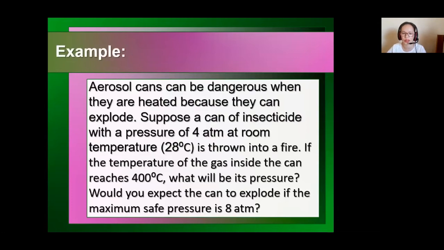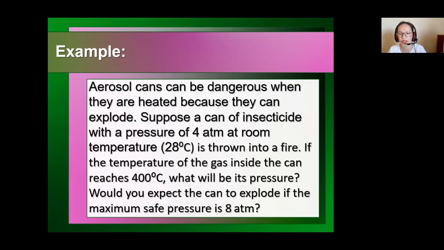Consider this example. You know what aerosols are. They are dangerous when they are heated because they can explode. Suppose a can of insecticide with a pressure of 4 atmospheres at a temperature of 28 degrees Celsius is thrown into a fire. If the temperature of the gas inside the can reaches 400, what will be its pressure? Would you expect the can to explode if the maximum safe pressure is 8 atmospheres?